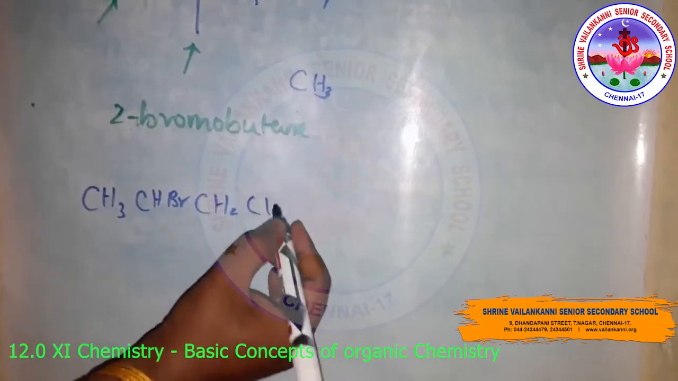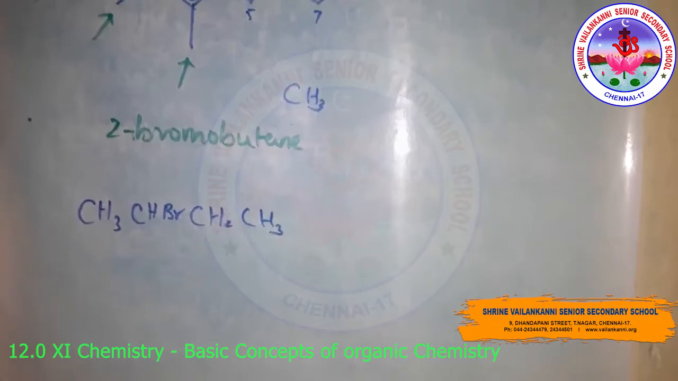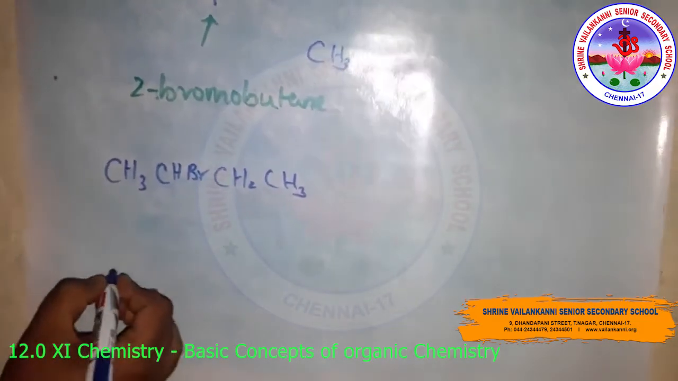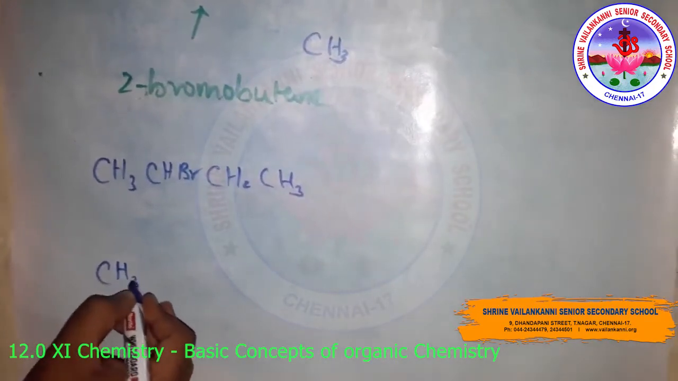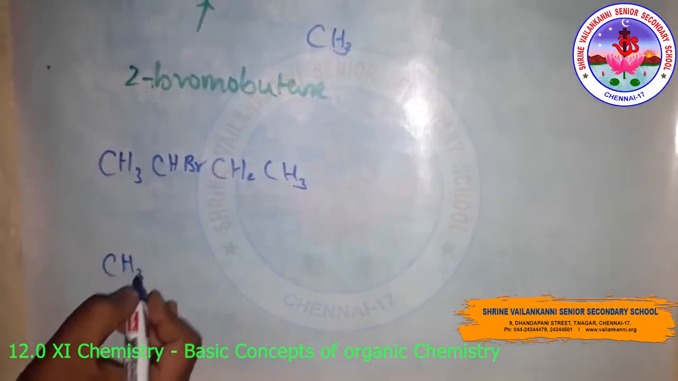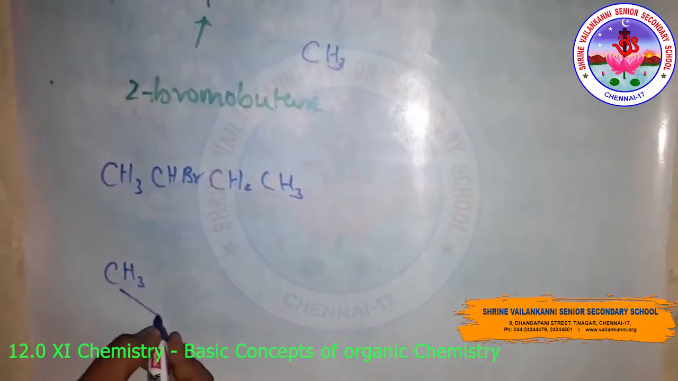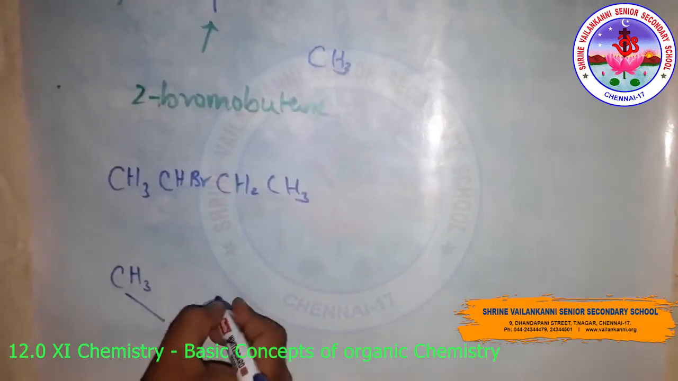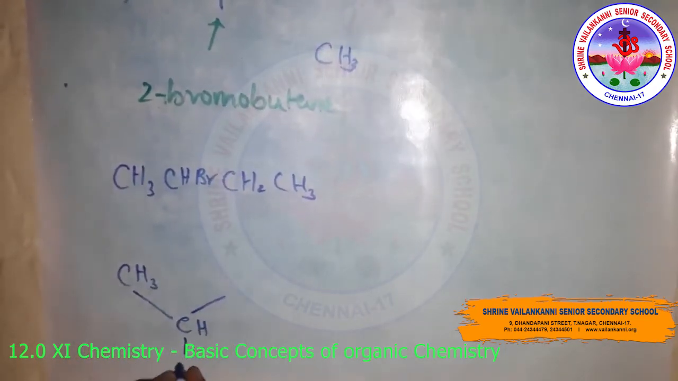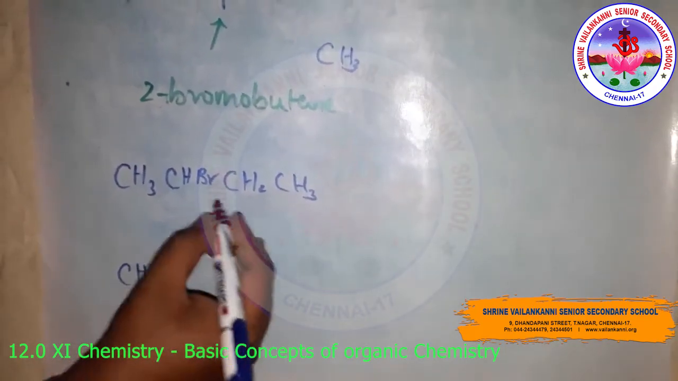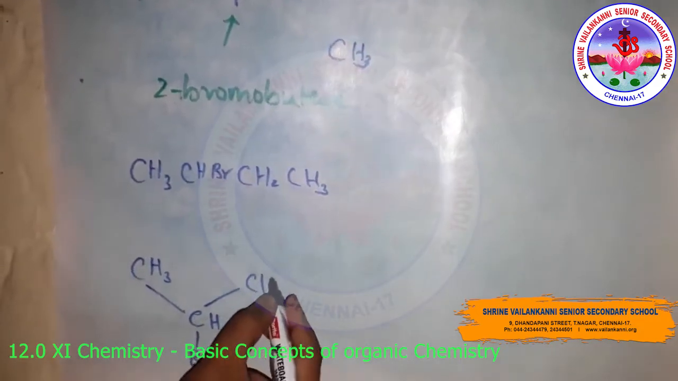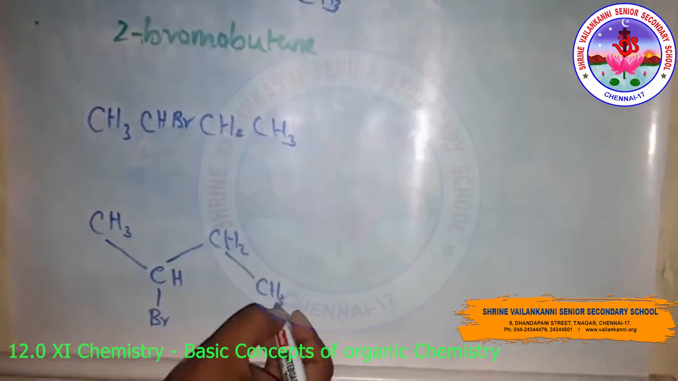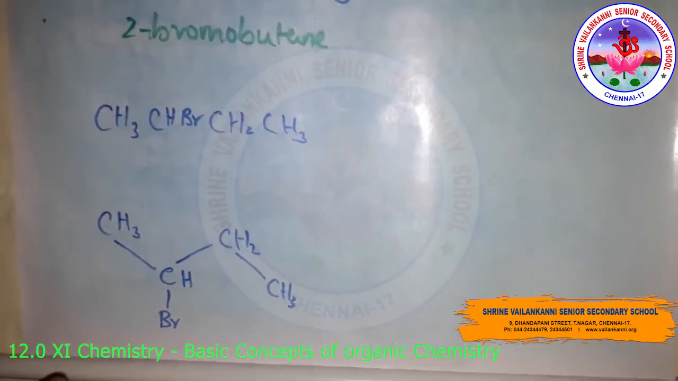then CH2, CH3. Then another way is this way, that is CH3. Then you have to write like this, that is CH, with this Br, then the remaining CH2, then CH3. So this is another way.